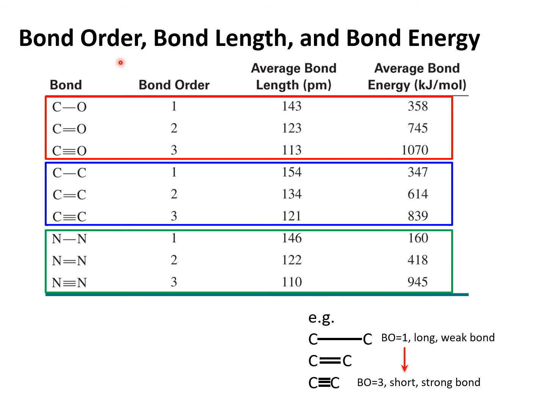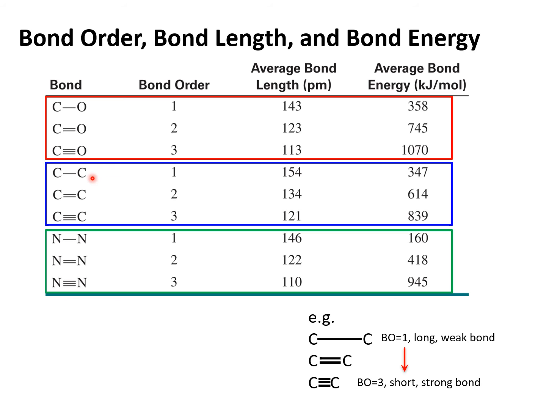In this slide, we look at the relationship between bond order, bond length, and bond energy. So looking at a series of homologous carbon-oxygen bonds, we see that moving from the bond order of 1, 2, and 3, the average bond length decreases from 143 picometers to 113 picometers. And since the bond energy is inversely proportional to bond length, we see that the bond energy increases from 358 kilojoules per mole to 1,070 kilojoules per mole as we move from a bond order of 1 to a bond order of 3. The same trend can be observed for other carbon bonds.